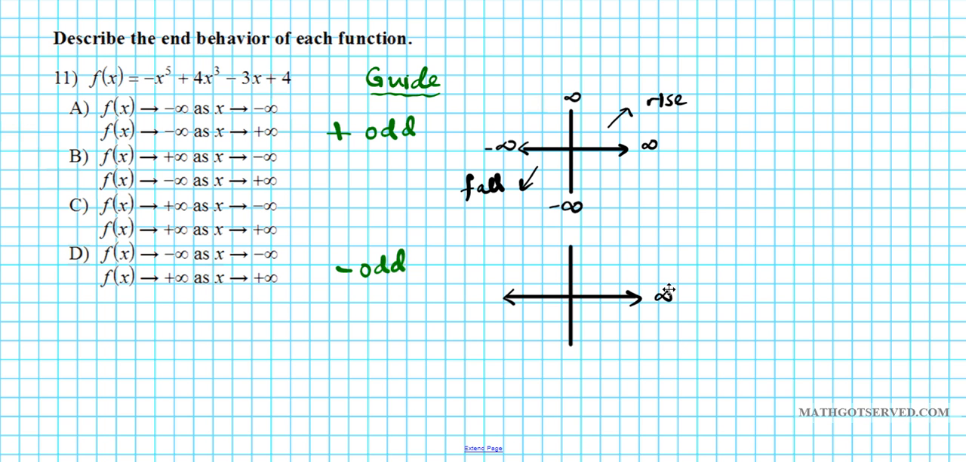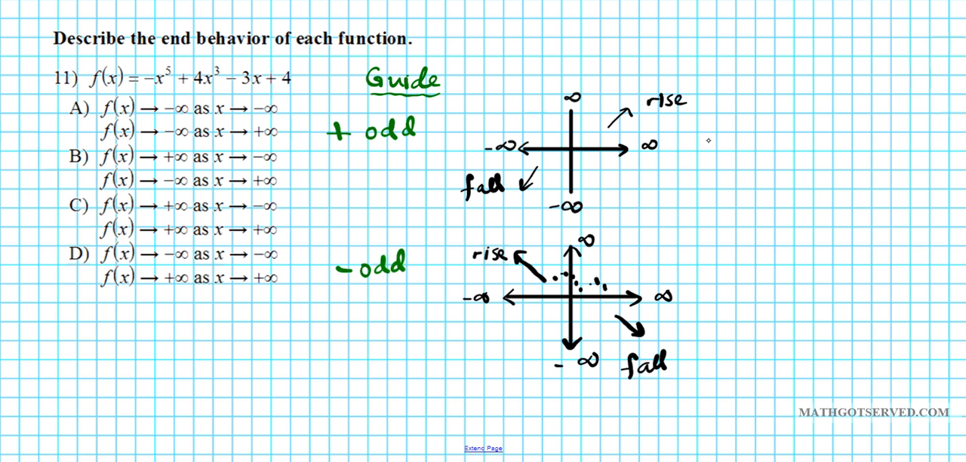So this is the right and this is the left end. This is rising for the function and this is falling. All right, so if you have a negative leading coefficient and it has an odd degree, you rise to the left, and you fall to the right. And then here you can have any kind of behavior depending on the degree of the polynomial. All right, so that's that for odd.